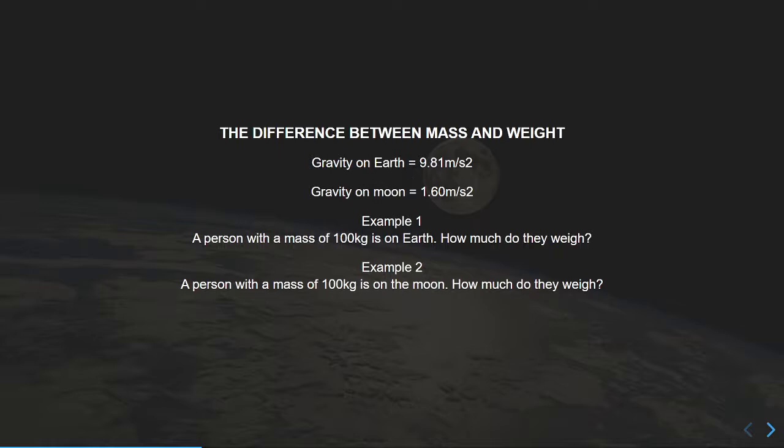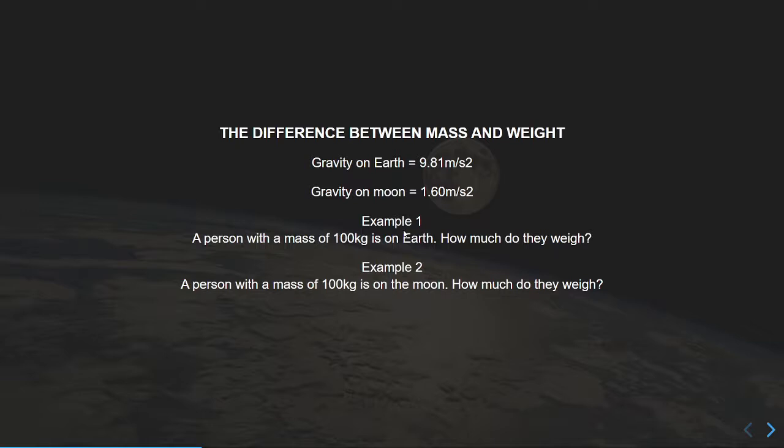So gravity on Earth is 9.81 meters per second squared, or meters per second per second. We'll just round that up to 10 for any calculations that we're doing from now on. And the gravity on the moon is 1.6 meters per second per second. So a person with a mass of 100 kilograms is on Earth. How much do they weigh? Can anyone have a guess?